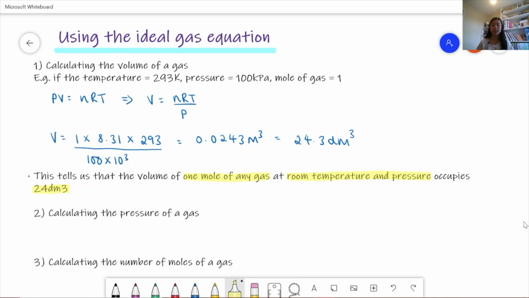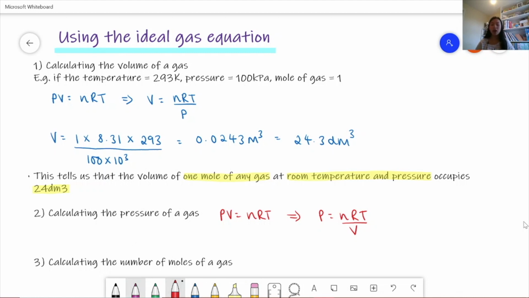And the second scenario we'll have to use the ideal gas equation is if we want to calculate the pressure of a gas. And this time we again use the ideal gas equation, but we rearrange it to get pressure as the subject. So we have PV is equal to nRT. And so rearranging this, we then have P is equal to nRT over V. Because this time we're swapping the P and the V, so we're taking the V to the other side.